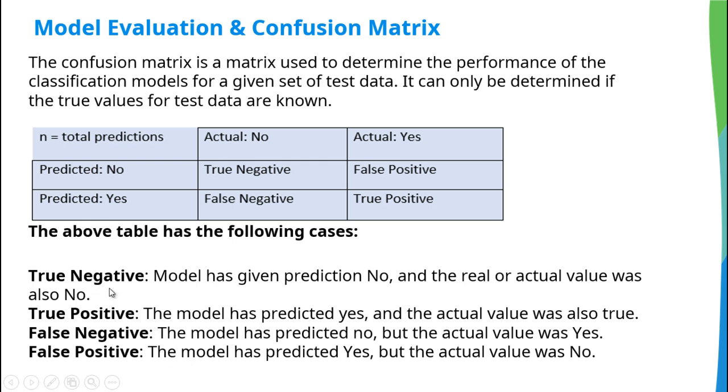But for true, it means they are both correct, which is always in this diagonal, okay? While the false ones are here, the true ones are here, all right? So always take note of that. So let's go back.